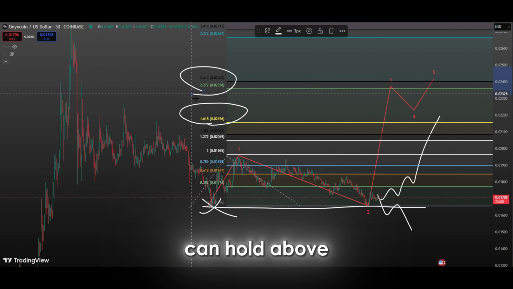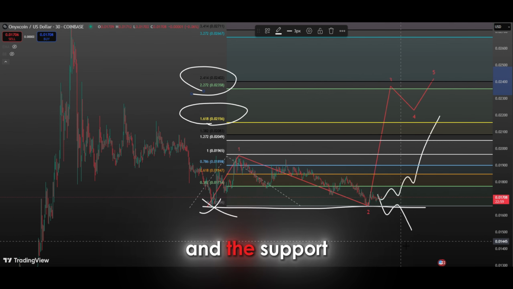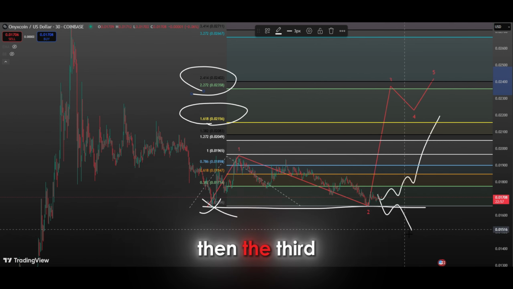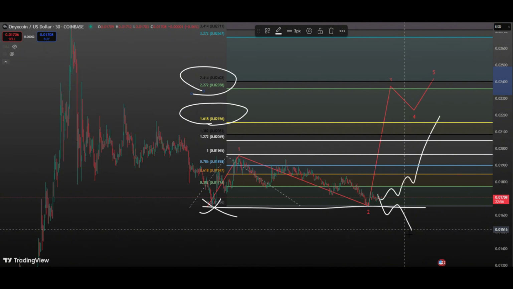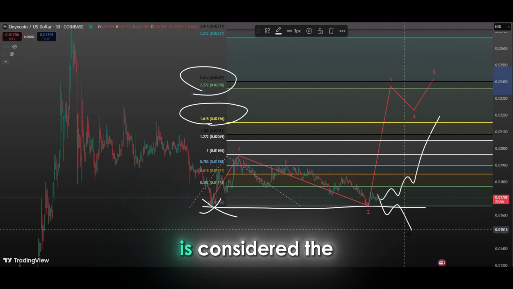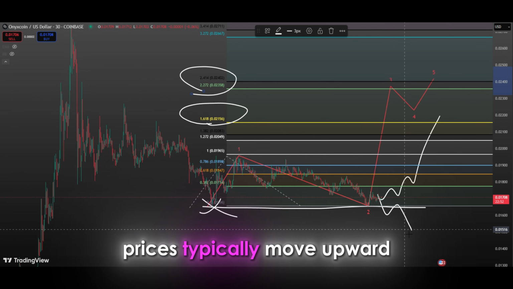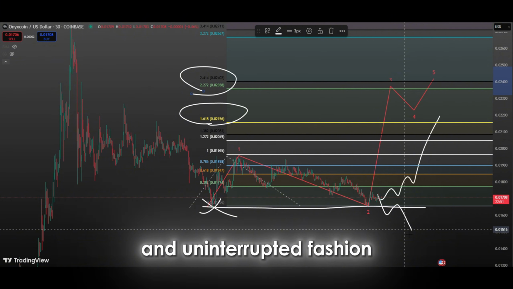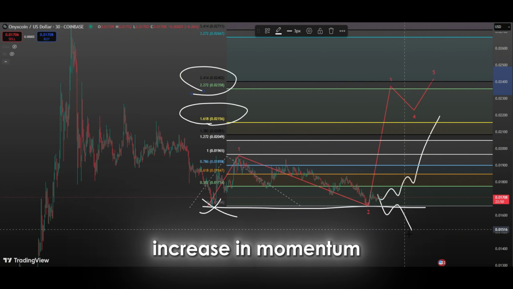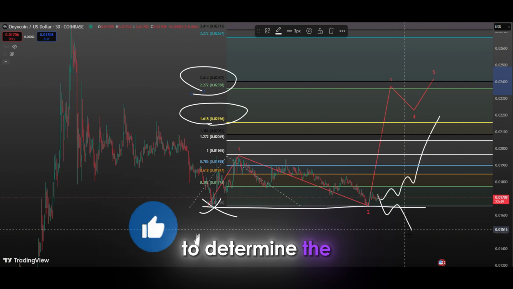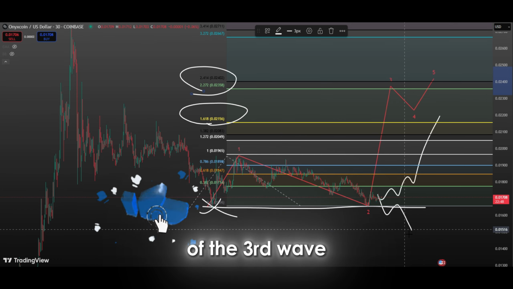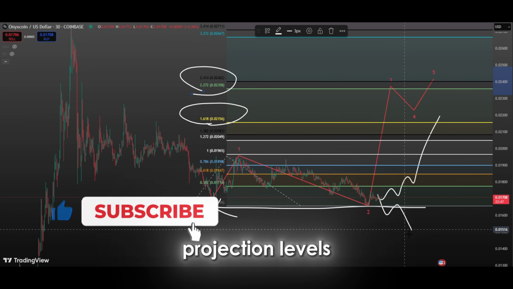If the price can hold above this critical threshold and the support area remains intact, then the third wave is expected to begin. The third wave is considered the most powerful and volatile wave in Elliott wave theory. During this wave, prices typically move upward in a strong and uninterrupted fashion, and a significant increase in momentum is observed in the market. To determine the potential target zones of the third wave, we use Fibonacci projection levels.